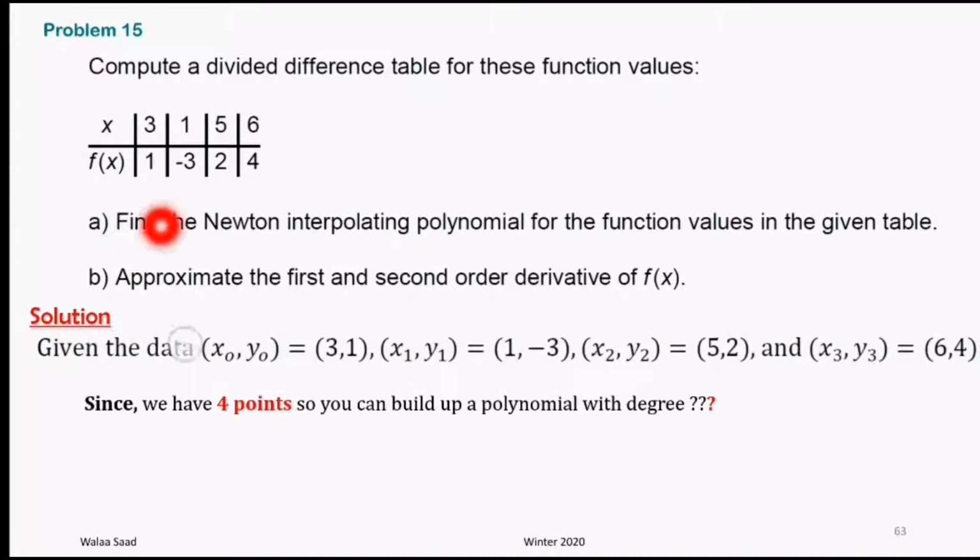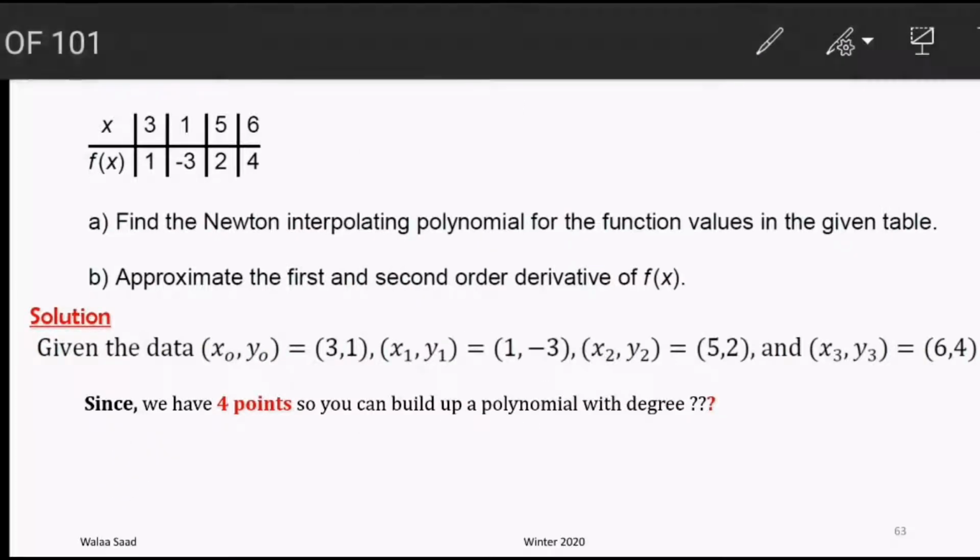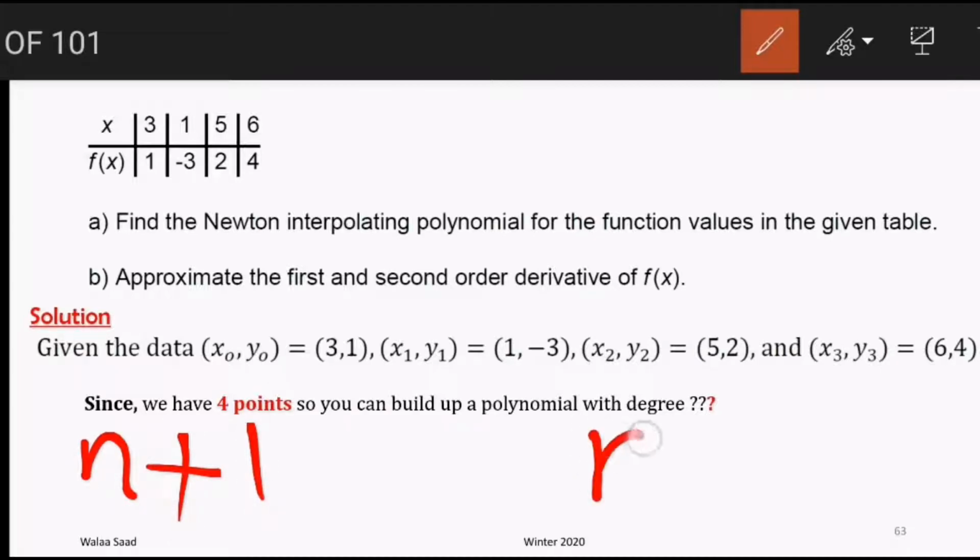So our problem, using this data set, is to find the Newton interpolating polynomial for the function values in the given data and approximate the first and second order. Let's start with the Newton interpolation. Given the data points, how many points are these? 4 points. Yes, so we might build a polynomial of degree what? Degree 3. If the points are n plus 1, then the polynomial is of degree n. This is why it will be n equals 3.